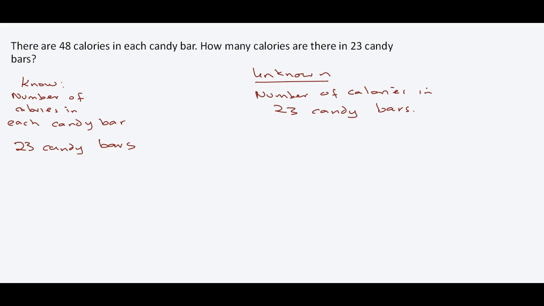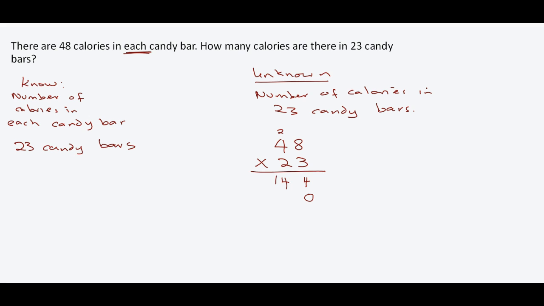So how do we know what to do? Is there any keyword? We say each, because we have in each candy bar. So we're going to perform a multiplication. We have 48 calories in each candy bar multiplied by 23. So 8 multiplied by 3 is 24. We have a 4. We carry up a 2. 4 multiplied by 3 is 12. We add 2 to that. We have 14. Then we put a 0 out here in the ones place.